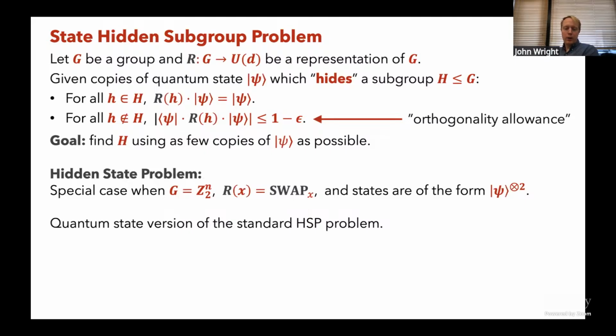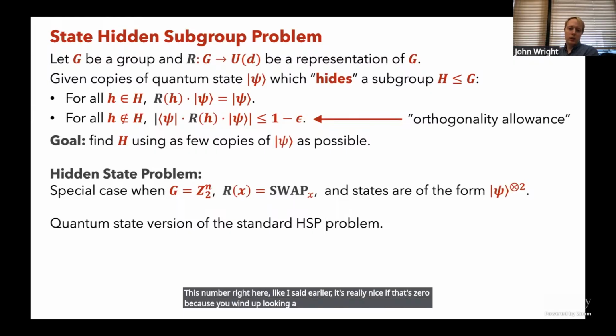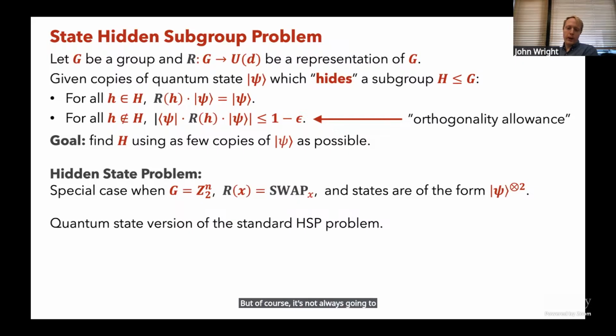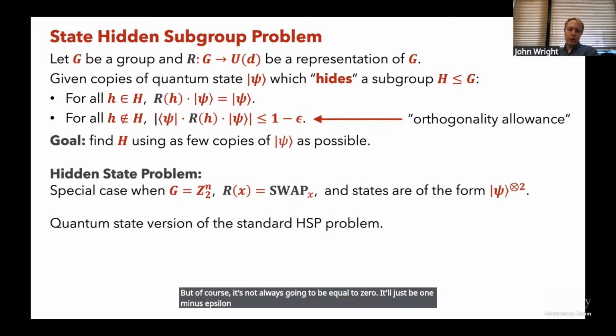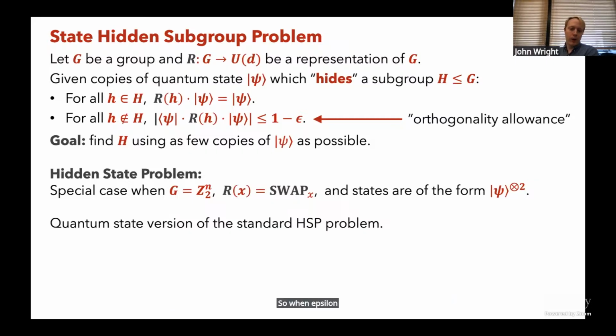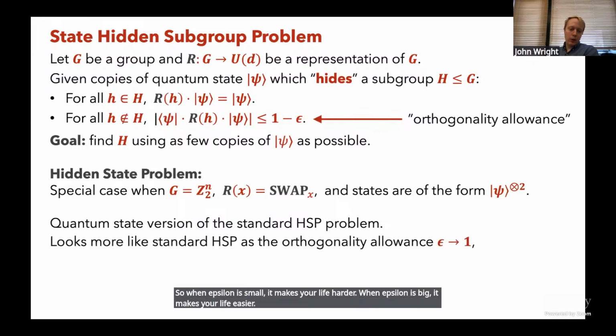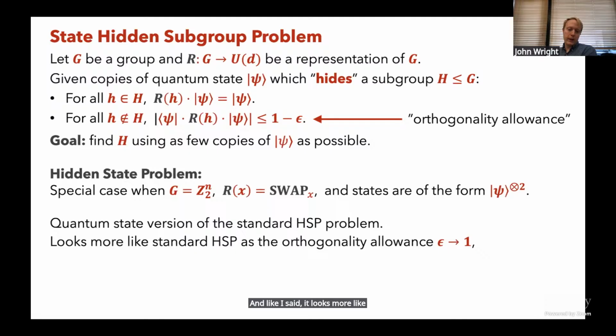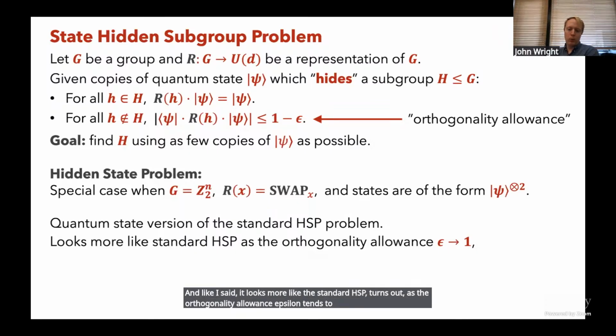This number right here, like I said earlier, it's really nice if that's 0, because you wind up looking a lot like the standard HSP. But of course, it's not always going to be equal to 0. It'll just be 1 minus epsilon. And we call this parameter epsilon the orthogonality allowance. So when epsilon is small, it makes your life harder. When epsilon is big, it makes your life easier. And like I said, it looks more like the standard HSP, it turns out, as the orthogonality allowance epsilon tends to 1. I'll say a little bit more about why later.